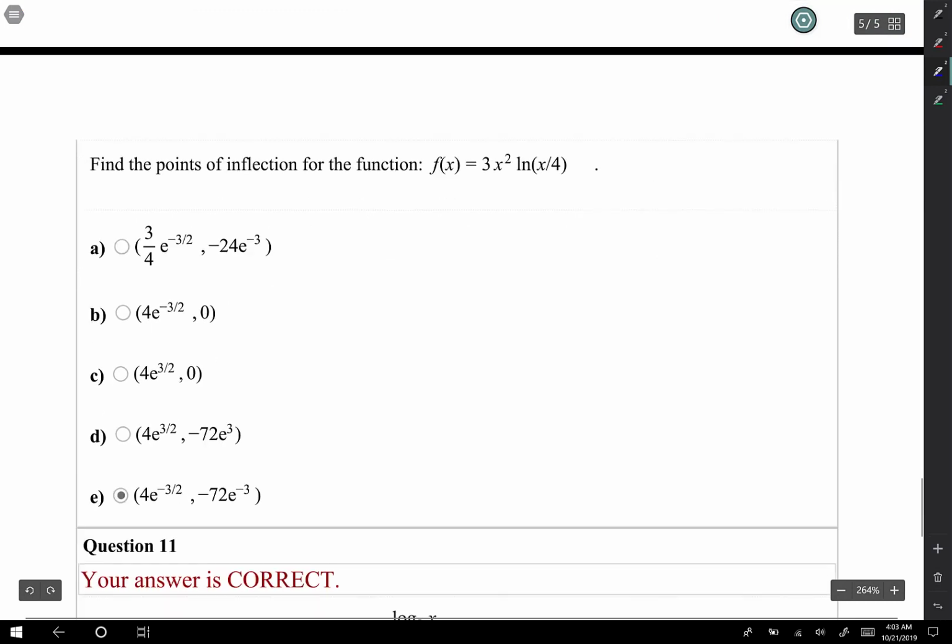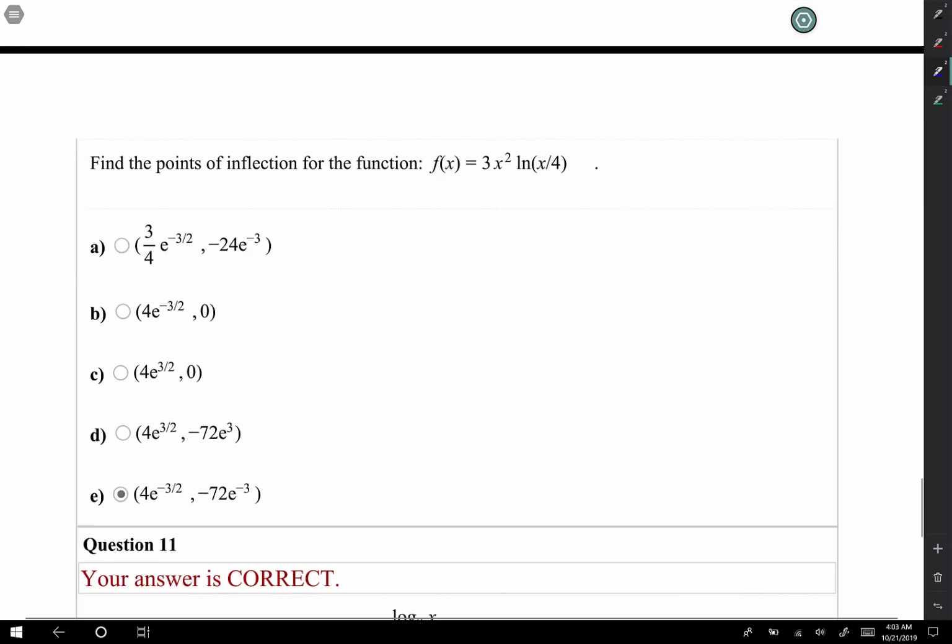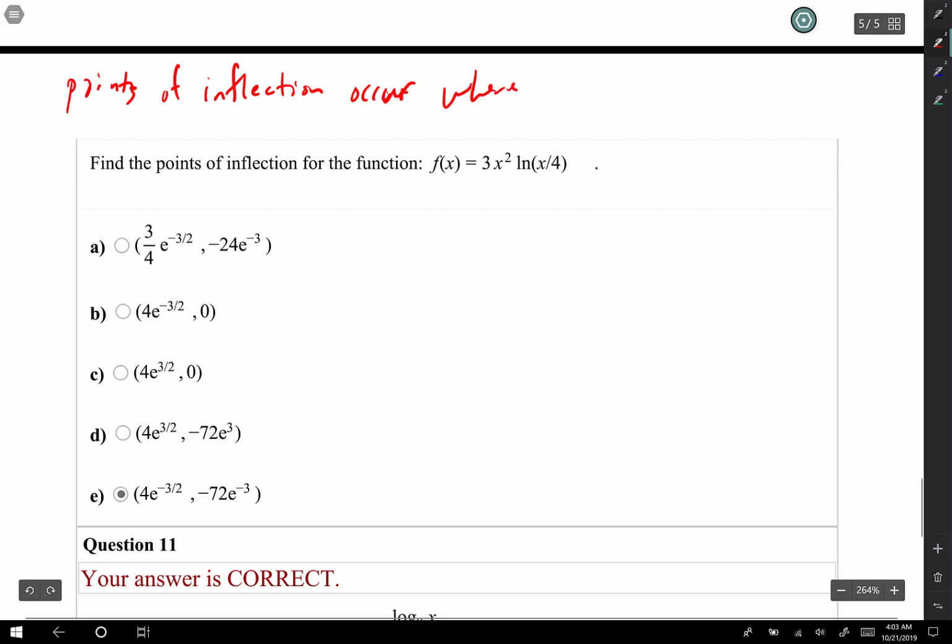All right, find all points of inflection. So points of inflection are where the second derivative changes sign. So I'm going to put that up here. Points of inflection occur where the second derivative changes signs.